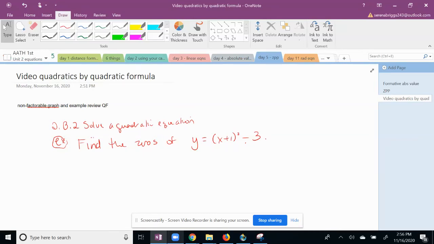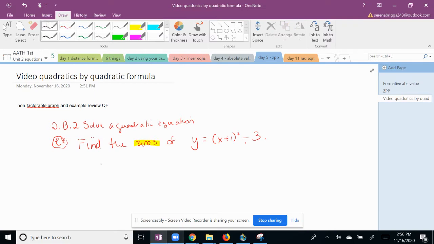Okay, so to begin this video, what we have here is a quadratic function. It's a quadratic equation that you can graph, with the equation y equals (x plus 1) squared minus 3. And I'm asking you to find the zeros.